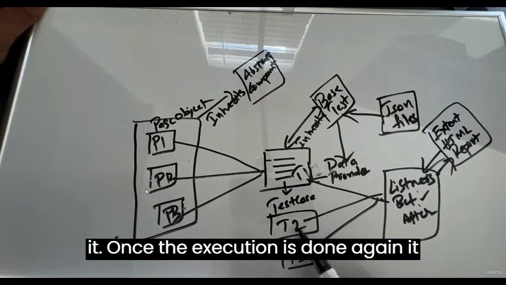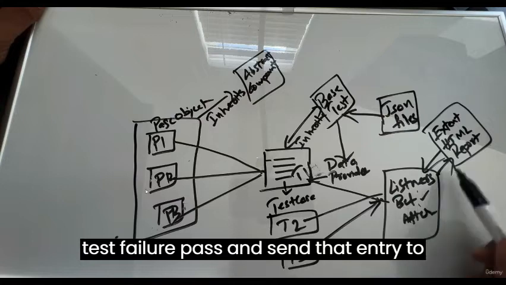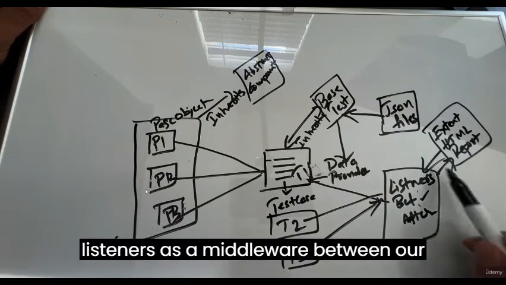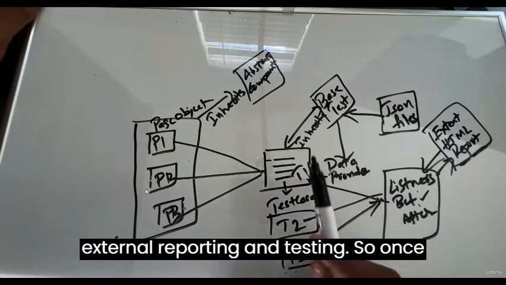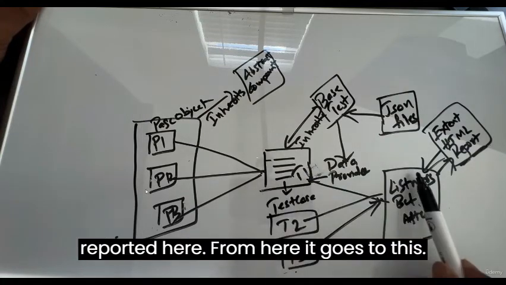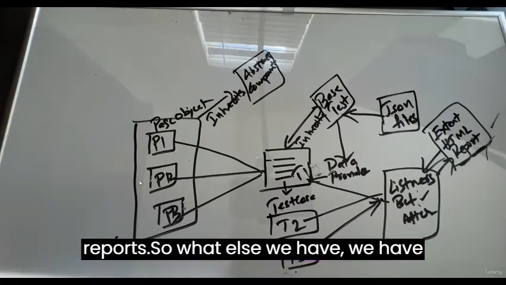Once the execution is done, again it comes back to the listeners, and then says test fail or pass, and sends that entry to extent report. So we are using listeners as a middleware between our extent reporting and testing. So once execution is done, the results are reported here. From here, it goes to this point. Okay, so this is how we handle extent reports.